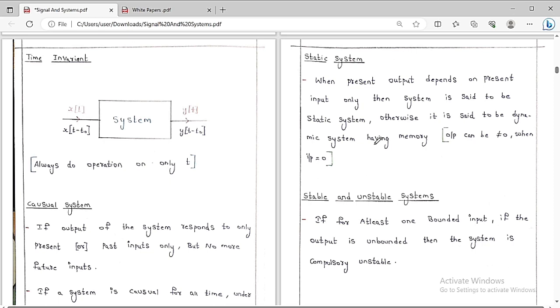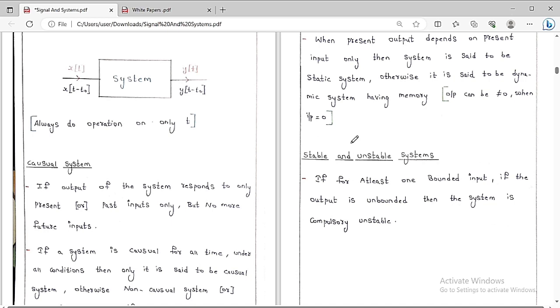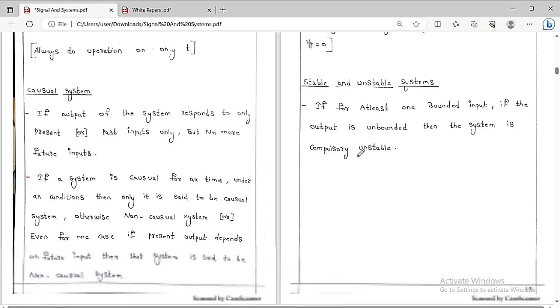So finally, I can say like this. What is the meaning of BIBO stability? For every bounded input, if you get a bounded output, then the system is said to be stable. But even for at least one bounded input, if the output is unbounded, then the system is said to be unstable. These things you always have to keep in your mind. So we have discussed all the system properties in a very detailed manner.